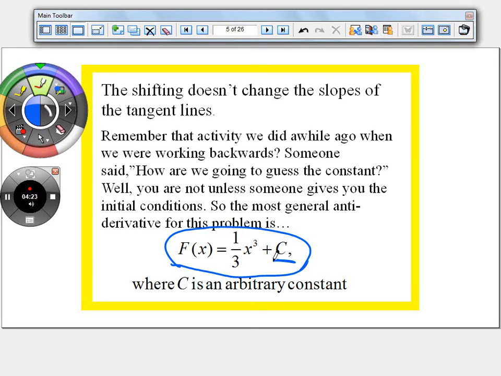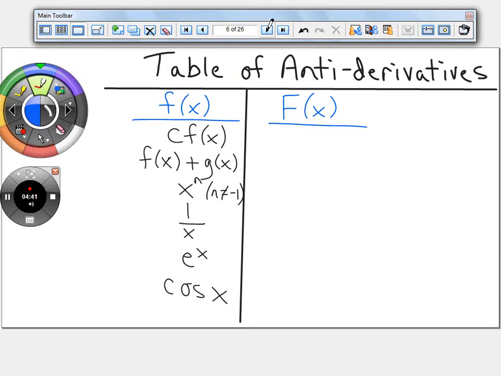Unless somebody tells us a little initial information, then we'll be able to nail down exactly what the antiderivative is if we know that it goes through a particular point. But if we don't know a certain point that it goes through, then it's going to be one answer of many. Okay. All right.